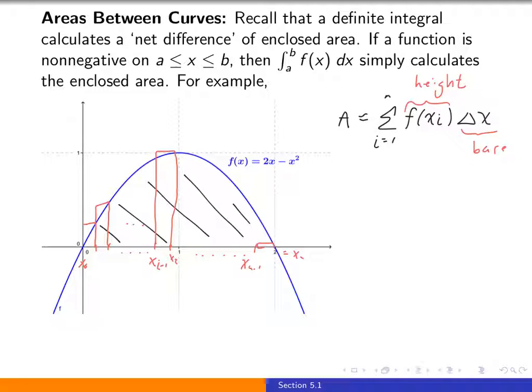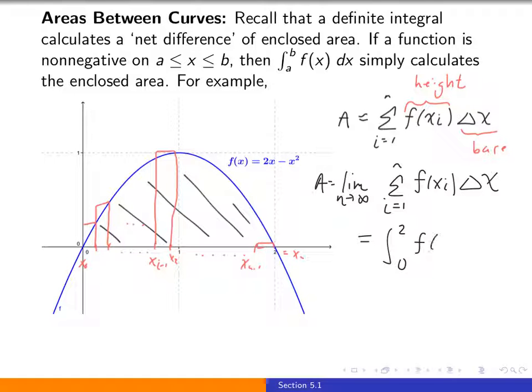And this summation here is very important, and the key thing to remember is we're adding up areas of rectangles, and the height of each rectangle is determined by the function value because it's enclosed between the function and the x-axis. Then the actual area would be the limit as n goes to infinity of this Riemann sum, because the larger n is, the better our approximation. And this limit of a Riemann sum is what we define to be an integral. So in this case, it would be the integral from 0 to 2 of the function f of x dx.